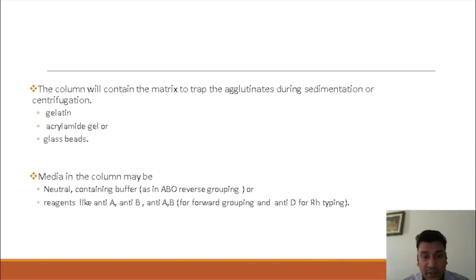So the column which contains the matrix, a long column, can actually have matrix of different types. It can be a gelatin or an acrylamide gel or made up of glass beads. The glass bead gel is usually distributed by Ortho Clinical Diagnostics, and acrylamide gel is nowadays distributed by Bio-Rad. Now this matrix can contain media or the reagent, which may be a neutral buffer which is used for ABO reverse grouping, or it can have the anti-A, anti-B and anti-AB, or an anti-D for forward grouping.